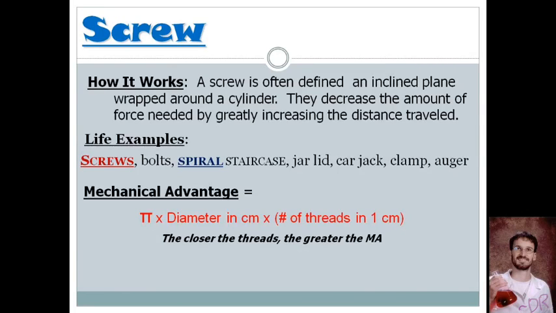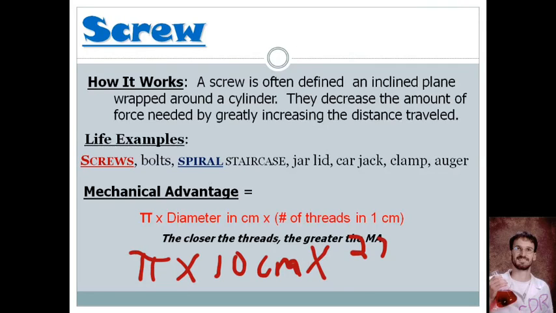But in general, the closer the threads on the screw, the greater the mechanical advantage. And the reason the units don't matter, because, I mean, if you really think about this, if we put numbers in here, it would be like pi times, we can just say like 10 centimeters times, and this next thing is a fraction. If it was like 20 threads in 1 centimeter, see how centimeters cancel out because you have one on top and one on the bottom. So it doesn't matter what units are there as long as they are the same unit.